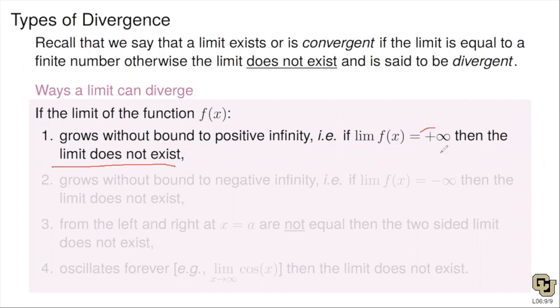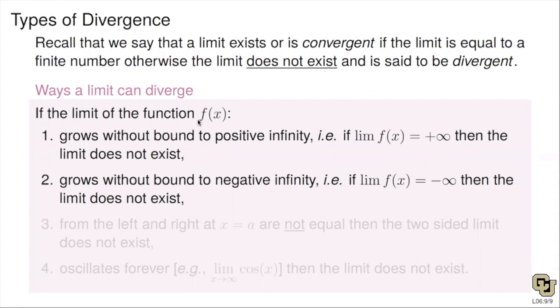I don't want to write DNE if I can be more specific than that. If I can write plus infinity or minus infinity, that's what I want to do. I want to give as specific an answer as possible, because in math we want to be precise. So if I can give you more precision than just the phrase does not exist, then I'm expected to do that. Again, if the limit grows without bound to negative infinity.